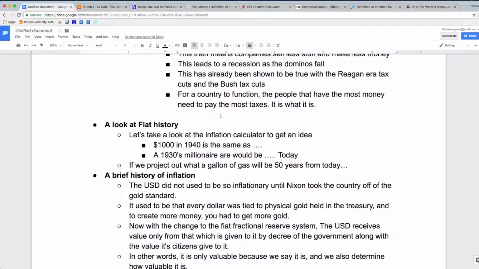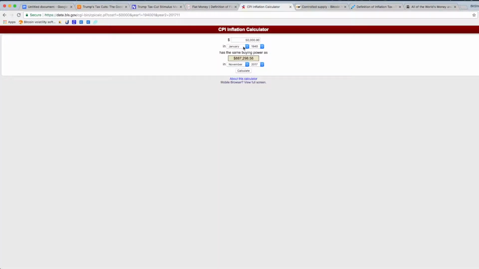I want to look at a little bit of history so we can see really the power of inflation. So let's take a look at this inflation calculator here. All right. So $1,000 in 1940. Let's just do $1,000, right? 1940. What is that in today's dollars? We've got $17,745 in today's dollars for $1,000 in 1940, right? So a 1940s millionaire would have $17,745,000 today.